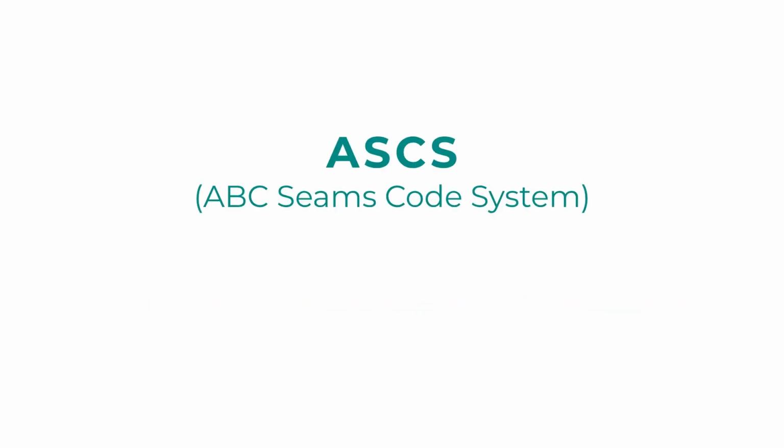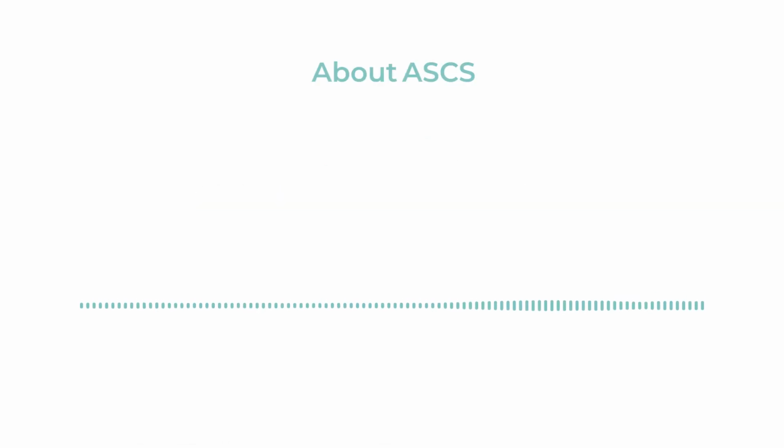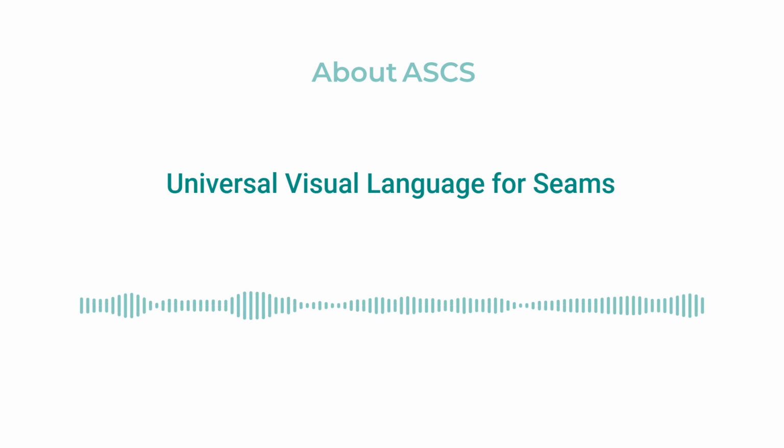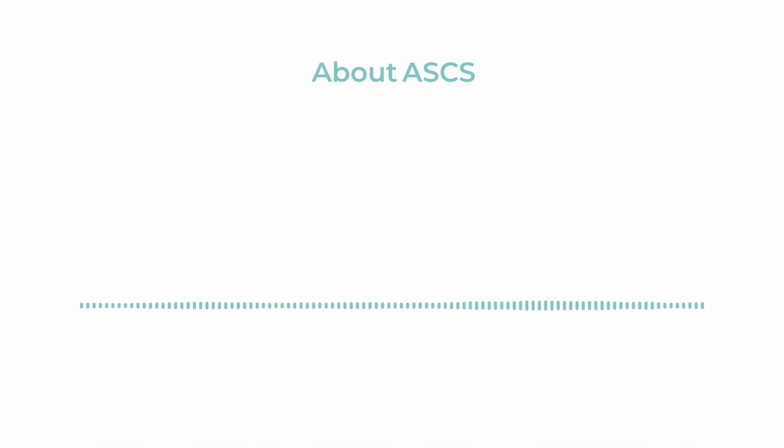It's called the ABC Seams Code System, or ASCS. And it's fascinating because it's not just about basic sewing instructions. It's pitched as a universal visual language for seams. That's a great way to put it. It aims to turn the, maybe, art of sewing into more of a precise technical science, especially for manufacturing.